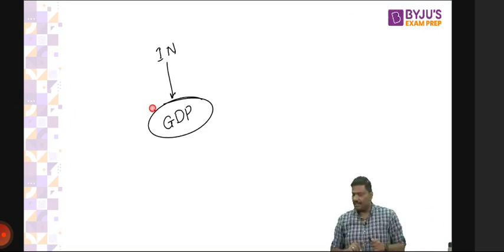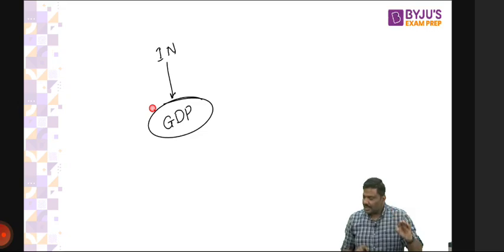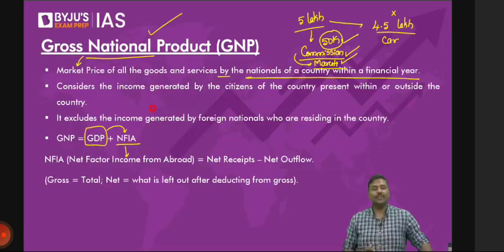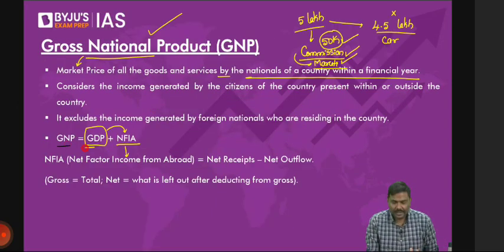Okay, done. Can I go to the next one? I've given the same calculation here also. GNP is equal to GDP, adjusted with net factor income from abroad. What do you mean by net here?